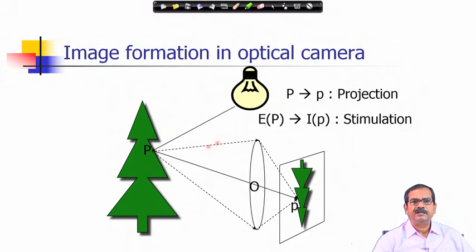So, the amount of energy which is reflected from this point, that should be received here and that is sensed. So, the interpretation of this image is that it gives a brightness distribution in this two-dimensional plane, where at each point it is proportional to the amount of energy reflected from its corresponding scene point.